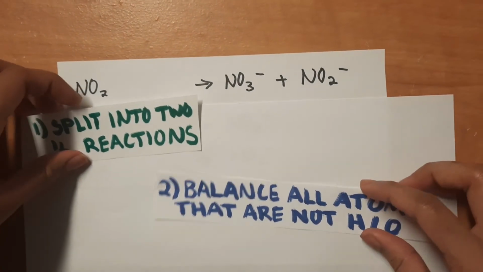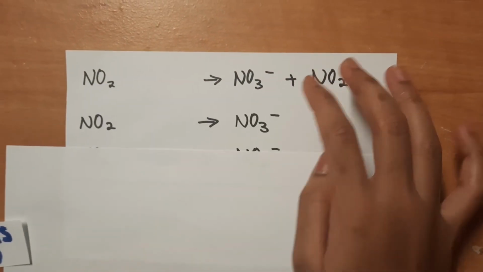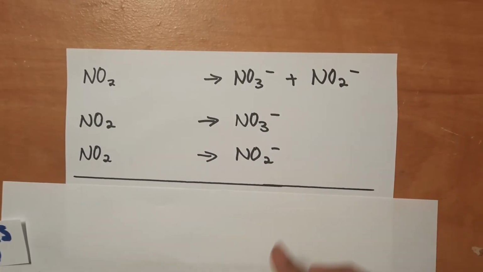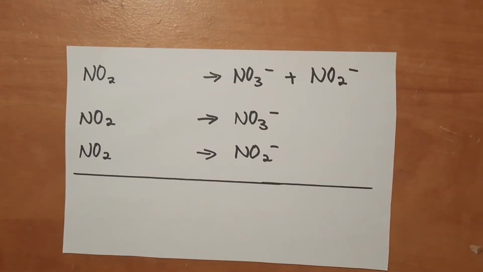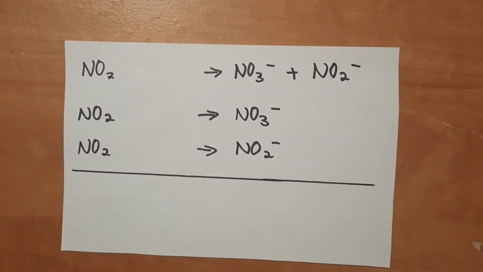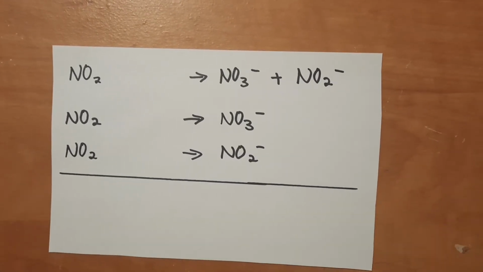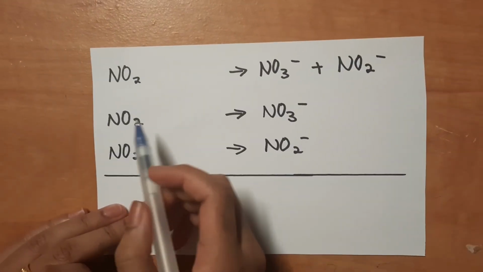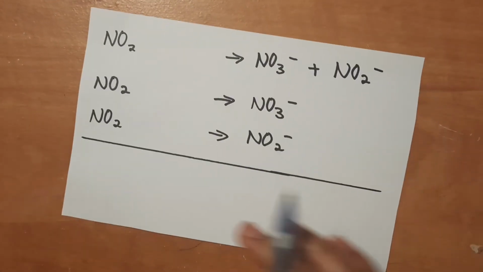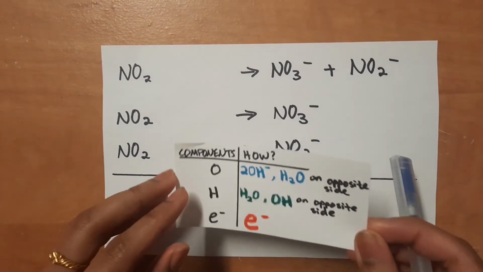So when we split it into half reactions, the first one will be NO2 becoming a nitrate ion, and the second one is NO2 becoming a nitrite ion. So now we've done step number 1, very simple. Step number 2 is to balance all atoms that are not hydrogen or oxygen. So let's do that. There's 1 nitrogen here, 1 nitrogen here, 1 nitrogen here, 1 nitrogen here. Okay, easy. We didn't have to do anything. It was already balanced. So now we come to our component table.